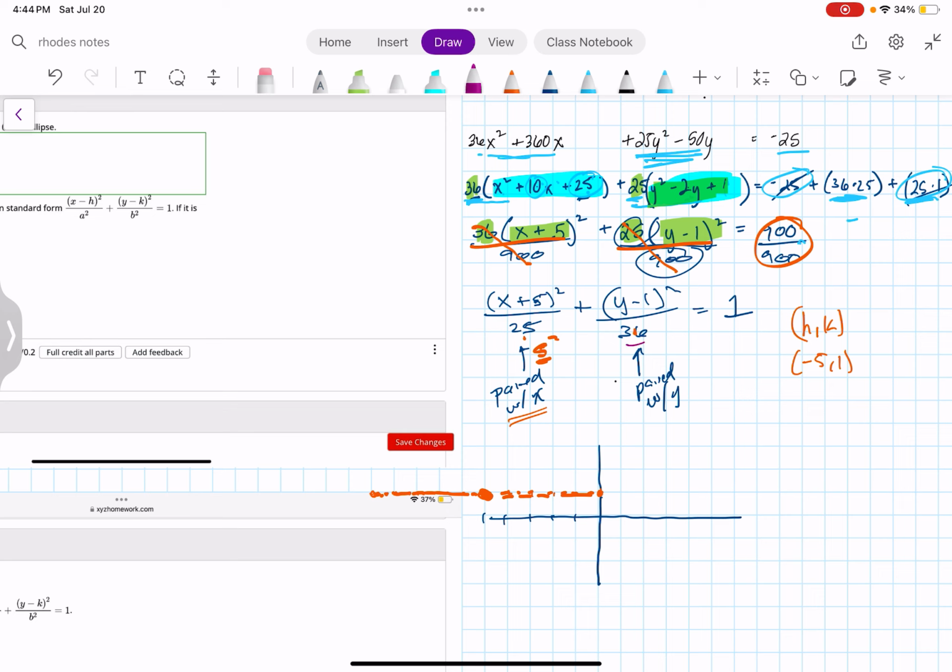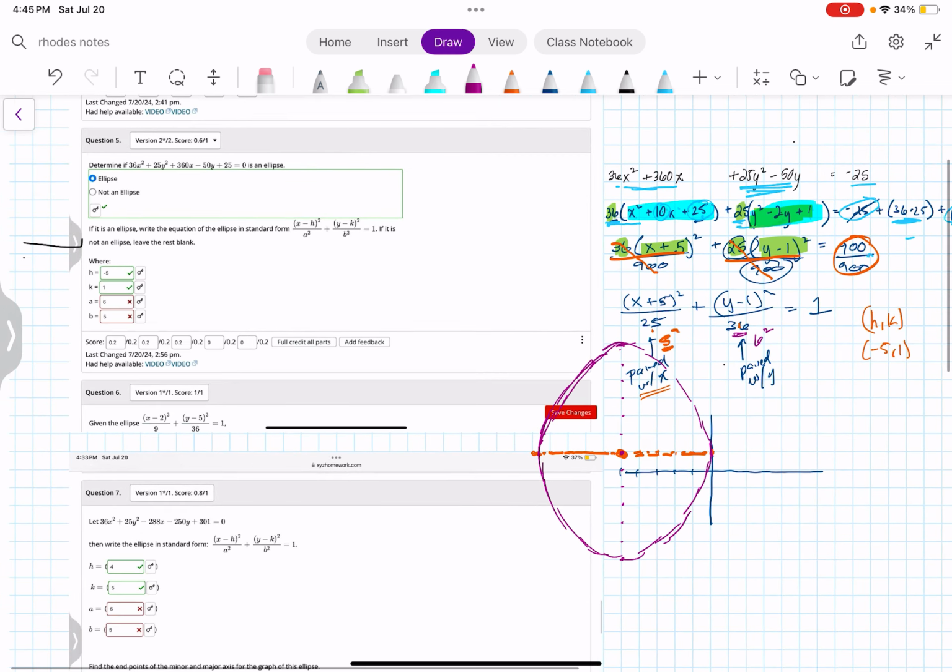This 6, okay, 36, should be 6 squared. So then from my center, I'm going to go 6 in the vertical direction. 1, 2, 3, 4, 5, 6. And then 1, 2, 3, 4, 5, 6. So now my ellipse is very circular, because if that 5 and that 6 were the same number, it would be a circle. Okay, so no, I'm not great at drawing these, but that's my ellipse.